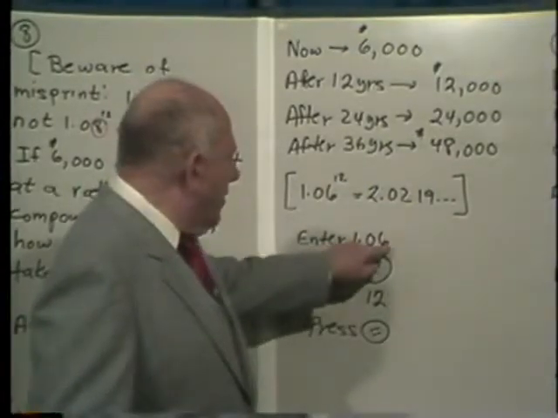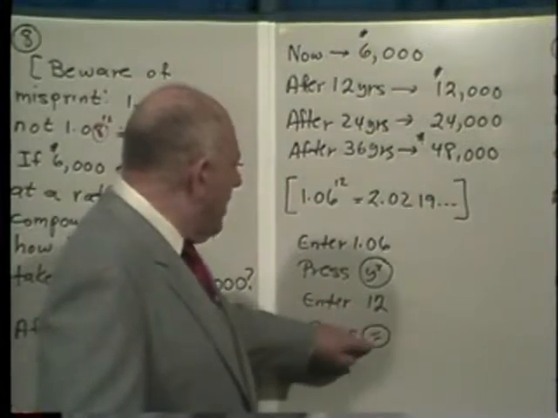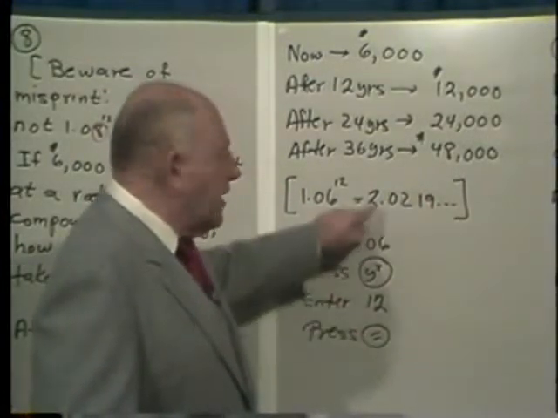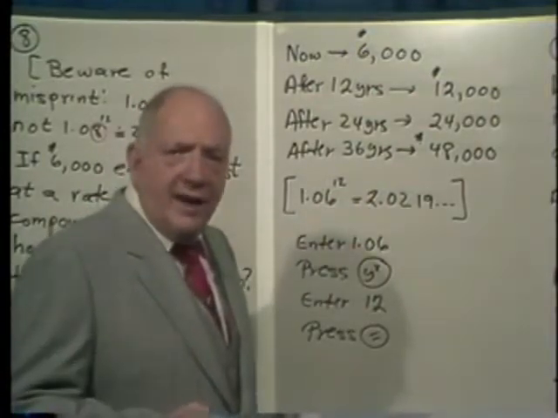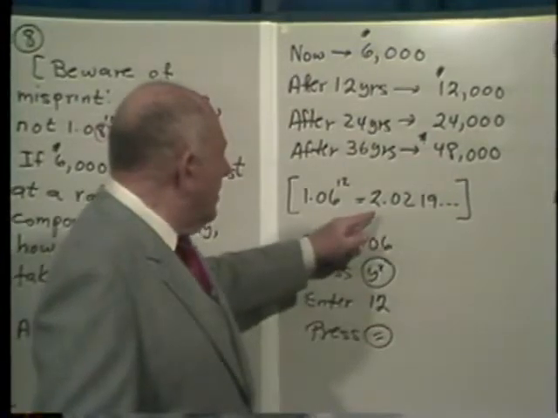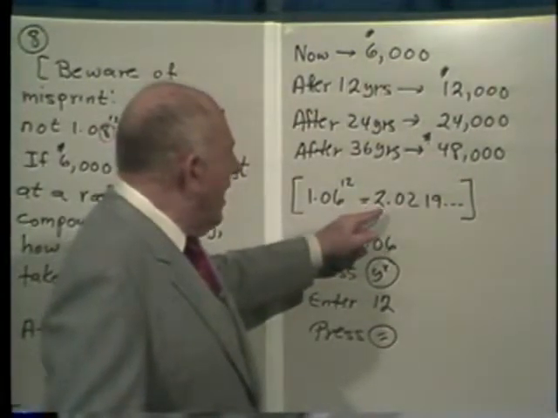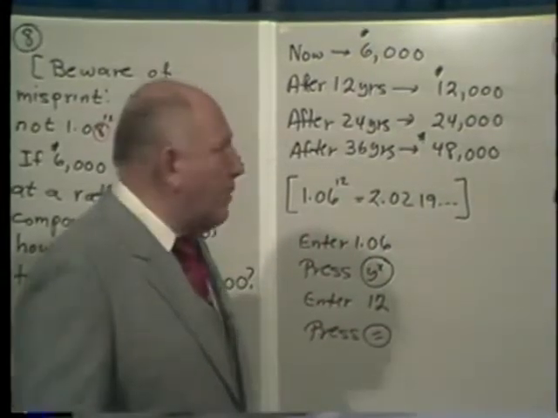But if you enter 1.06, press the y to the x key, enter the 12, hit the equal sign, that will give you this number over here. While that's still in there, hit the times sign, enter the 6,000, and that will give you the exact money at the end of 12 years, and we can work the problem that way.